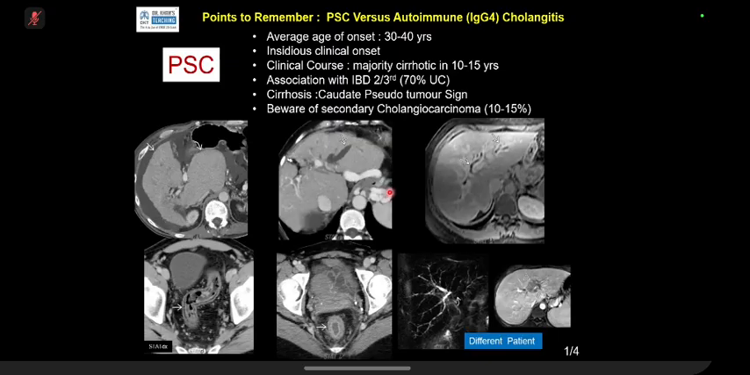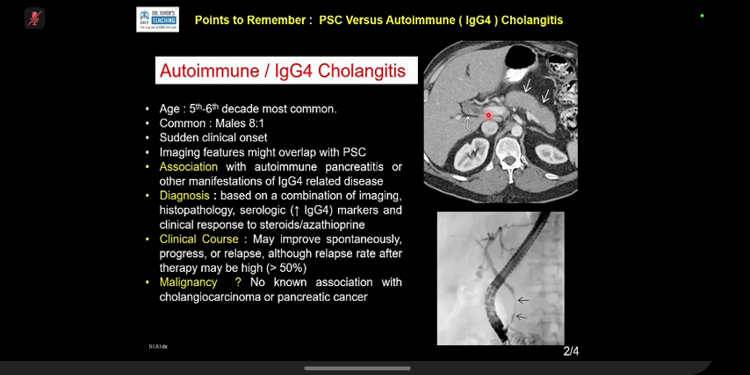Without overloading you, just a few clinical points you have to remember. In PSC, the age of onset is young, 30 to 40. The majority become cirrhotic within 10 to 15 years, and there is a strong association with IBD. And there is a risk of cholangiocarcinoma developing. IgG4 related disease, on the other hand, is in the 5th to 6th decade, and it can be with autoimmune pancreatitis. There are other stigmata of IgG4 related disease also, but you will not have malignancy.